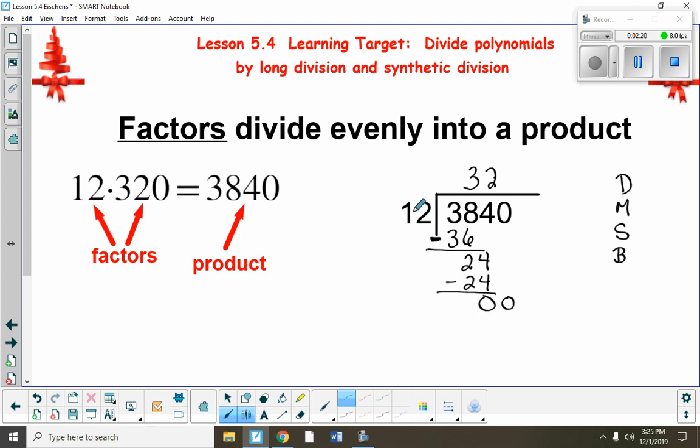And now lastly, we divide. 12 goes into 0, 0 times. Multiply 0 times 12, you get 0. And then subtract, you have 0 left over. And there's nothing to bring down. And 12 times 320 is 3840.